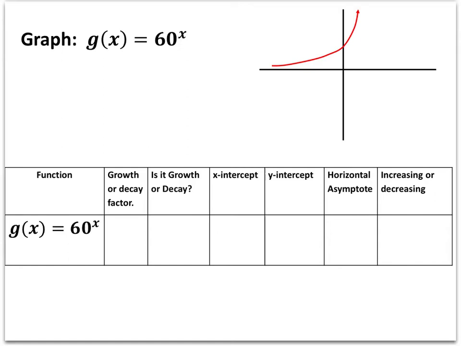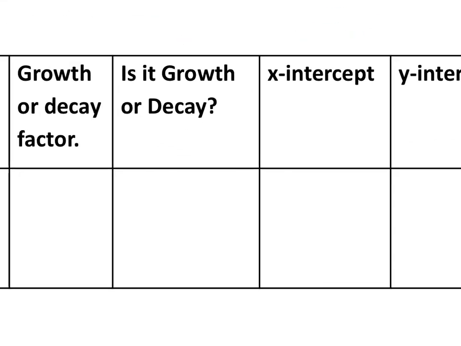This is just another example of an exponential growth one. We're going to look at this one, and we're just going to try to go along this list here and try to answer all of these. The first one is: is it growth or decay? So we have to look at this one. If this number right here is larger than 1, then we consider that a growth. So for this particular one, we're just going to write in growth or decay. This one is a growth.